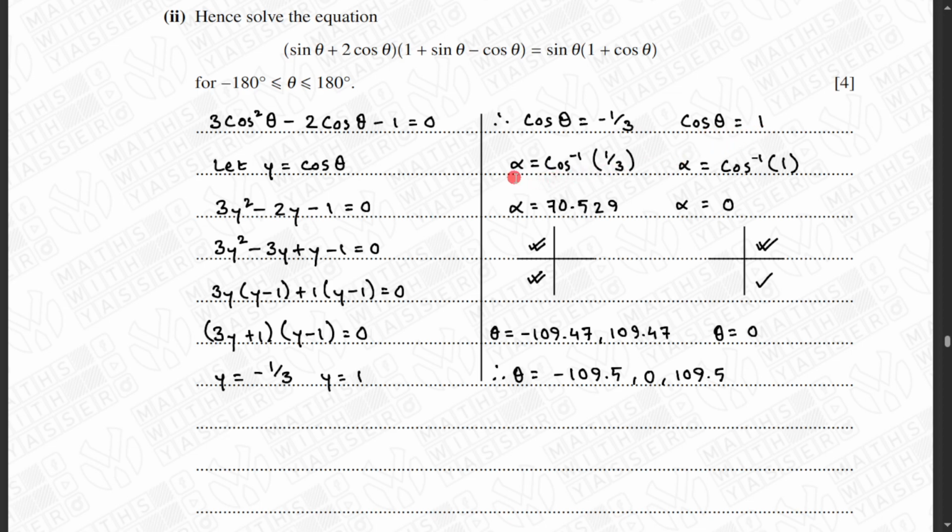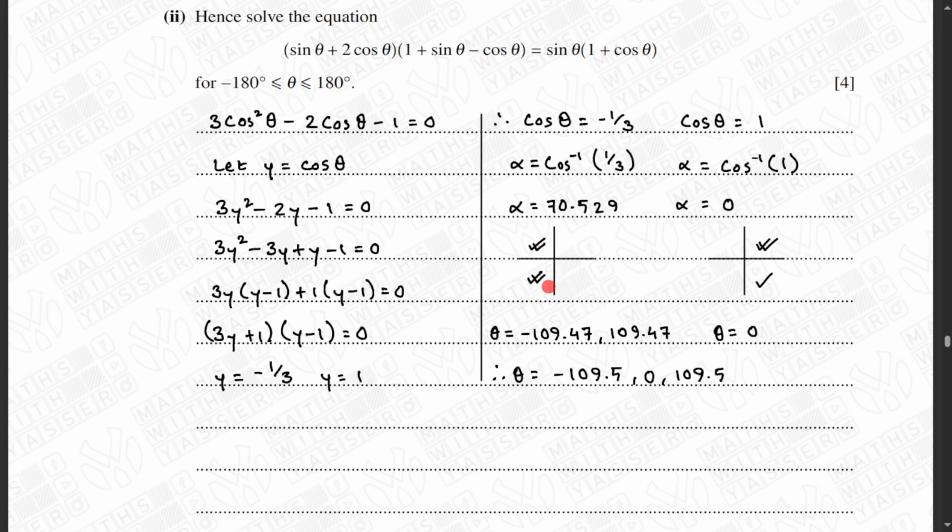Let's first find the basic angle. So alpha will be cos inverse of +1/3, which gives us 70.529. And since we have -1/3, that means since cos is negative, it lies in the second and third quadrant. And for this, we also need to check what the limits are. The limit says that we can go clockwise up to -180 and anti-clockwise up to 180.